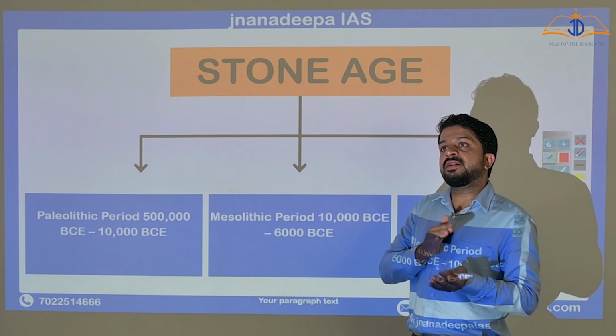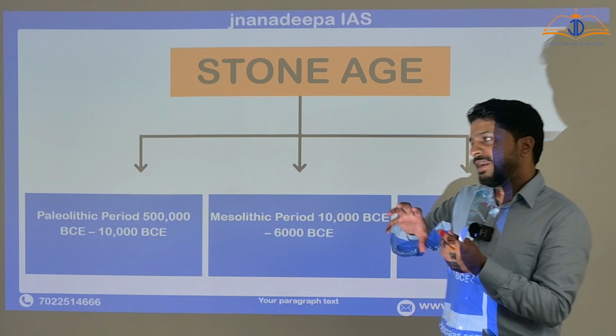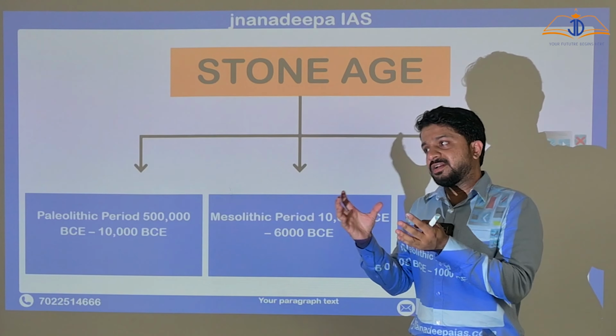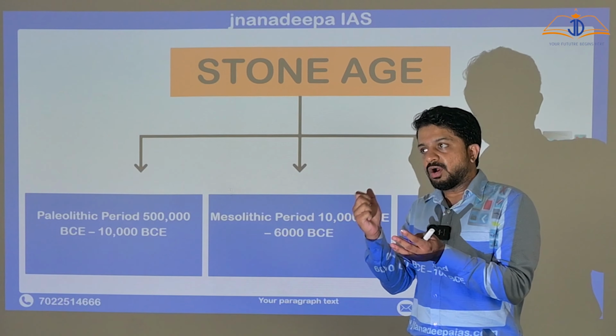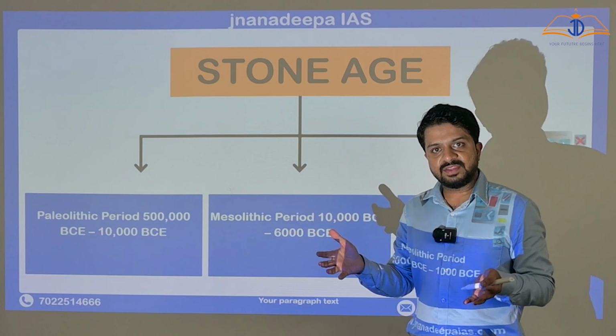From 10,000 BC onwards, modern human beings emerged with the current level of intelligence. During the Paleolithic period, humans majorly used stone tools, and those stone tools were not trimmed or accurate. They were huge in size. When stone tools are huge, it's very difficult to carry them from one place to another. And they were not sharp.